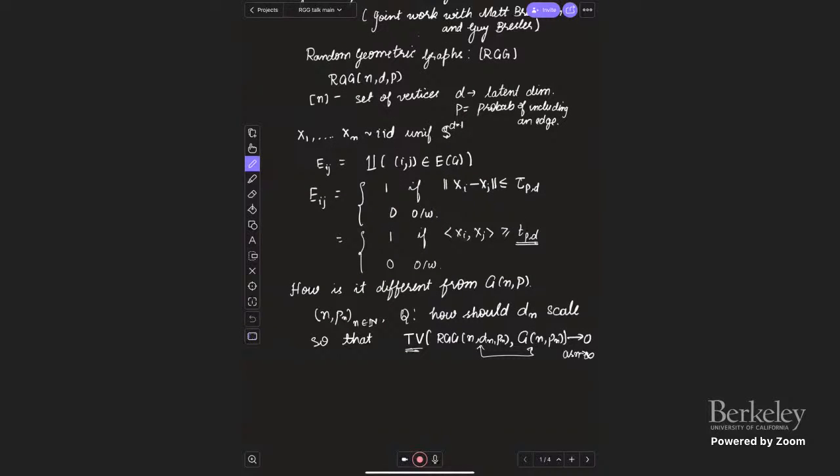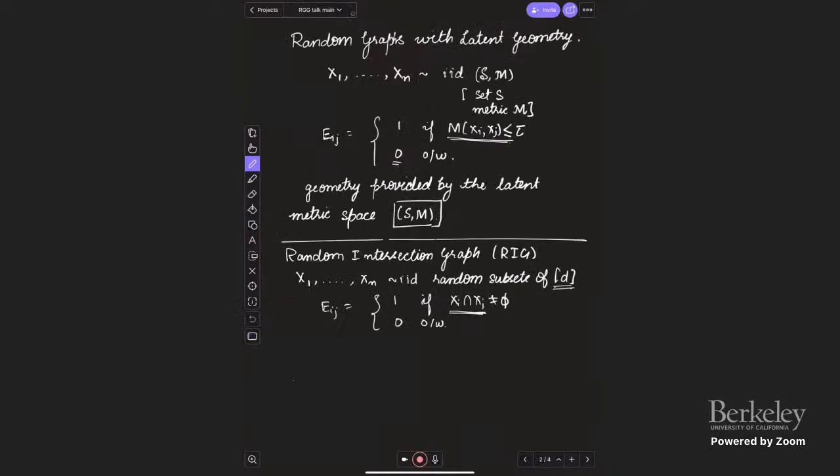p is equal to the probability that e_ij equals 1. Does that clear it up? Okay, yes, I think so. So that is something we fix beforehand, and then we play around with the rest of the things like latent dimension.